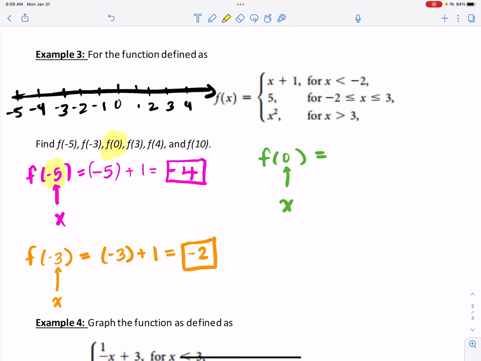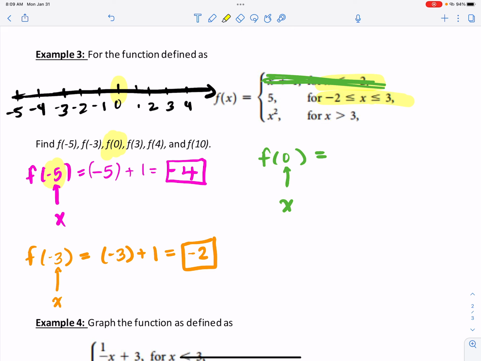So if I look at these 3 equations, let's see where 0 falls. 0 is not less than -2. 0's to the right of -2, so it's not going to be the first equation. 0 is between -2 and 3. That is correct. Here's -2 and here's 3. So it is between them.